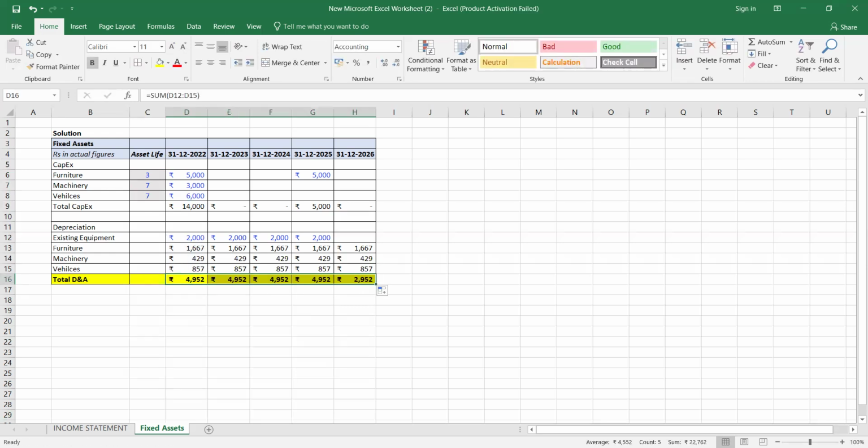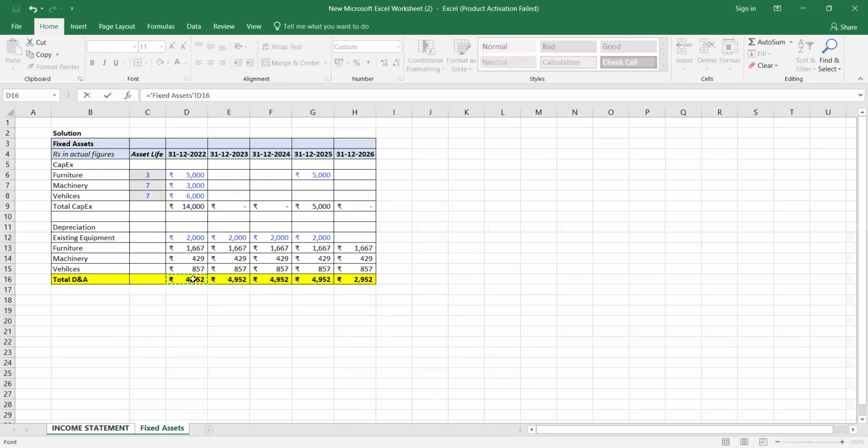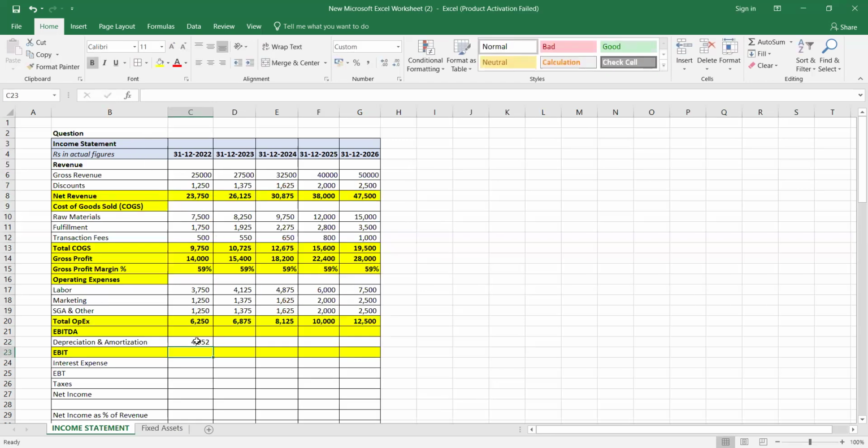You got this depreciation. Now the same depreciation, how you are going to transfer here is press equal to, go to the sheet, select this first item, see how it will be written, fixed assets column. So if we get here, it will be like this. Got it? How to calculate depreciation here. So now what you are going to do?